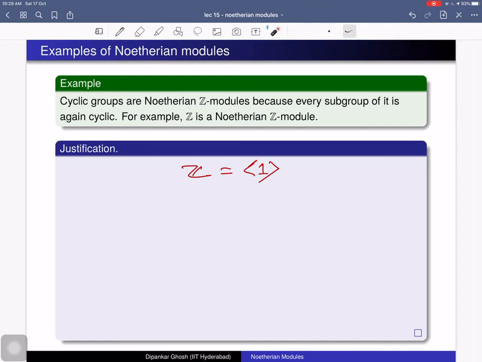Every Z submodule of Z, how does it look? It is just an additive subgroup of Z. And every additive subgroup of Z looks like nZ, and it is generated by n. So every subgroup is finitely generated. Therefore every submodule of Z is also finitely generated. And you can verify other conditions also. For example, it is a good exercise to verify that you cannot have an infinite non-stationary ascending chain of submodules of Z. Okay, so Z as a Z module is Noetherian.